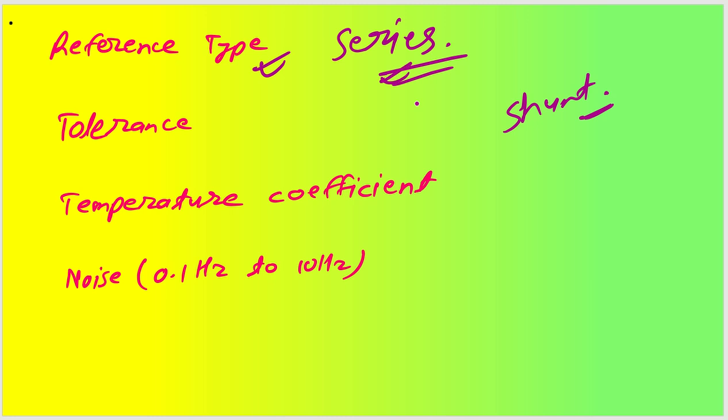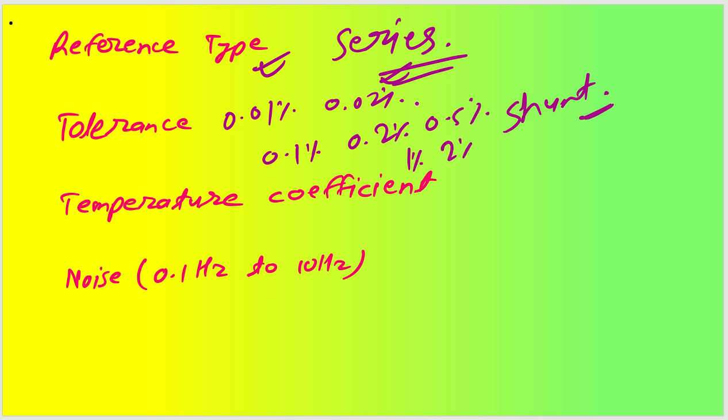Now what is the tolerance? Tolerance is basically whether it can be as good as 0.01% or 0.02% or 0.1% or 0.2% or 0.5% or 1% or 2%, something like that. But the very high-end ones are 0.01% or something like that.